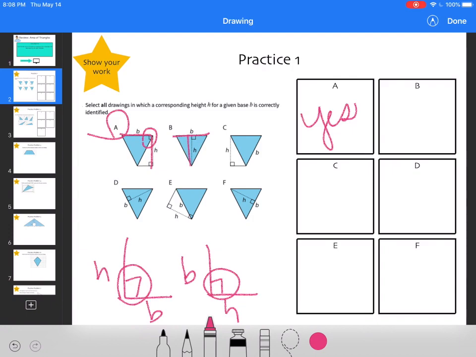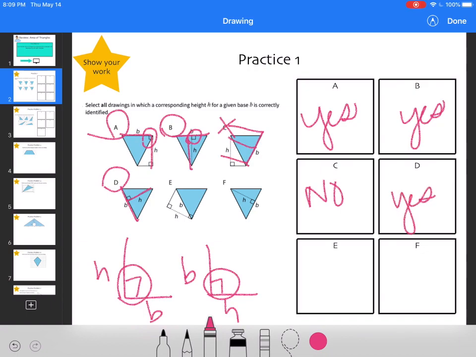B, the base and the height make a right angle. So B is a yes. The base and the height do not make a right angle, so it's no. The base and the height do make a right angle, so it's yes. The base and the height do not make a right angle, so it's no. The base and the height do make a right angle, so it's yes.